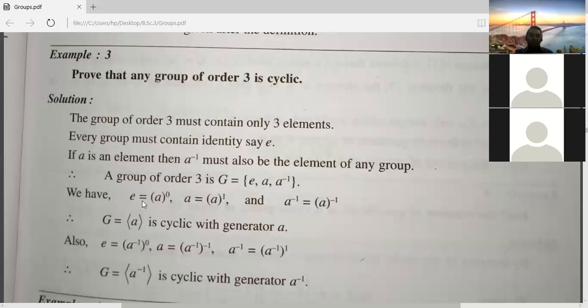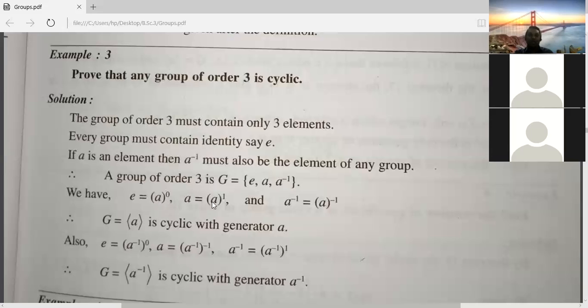Now, e equals a to the power 0, because this is the multiplicative group we are taking here. Here you see e equals a to the power 0 equals 1, which we write as the power of e.